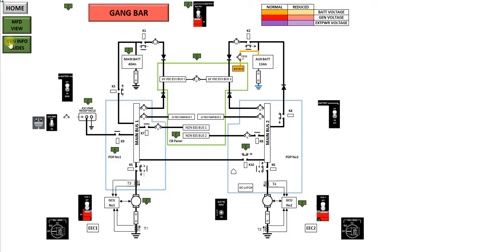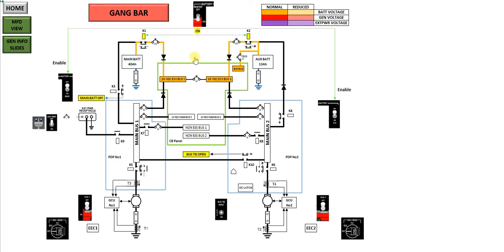Okay, I won't go through all of them. And to declutter, you can click on General Info Slides again, it'll take the information arrows away. Okay, so moving through the system, you click on the battery master, the appropriate lines light up, the appropriate buses light up.